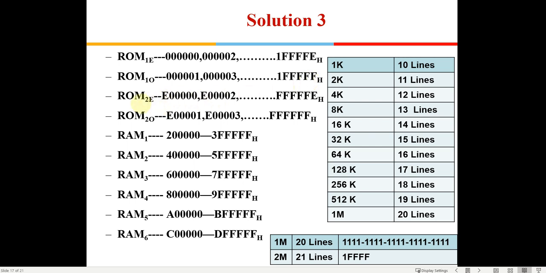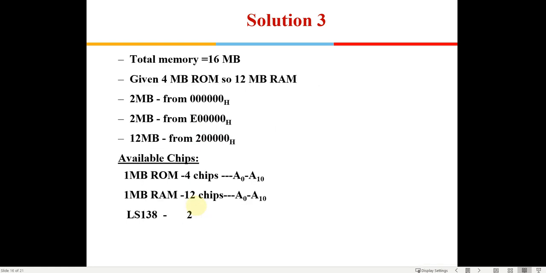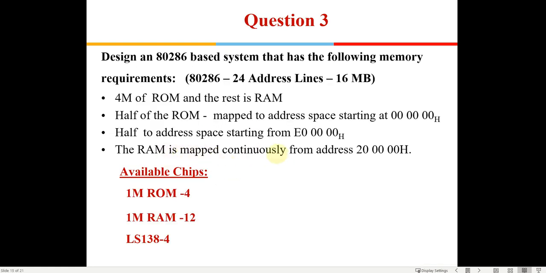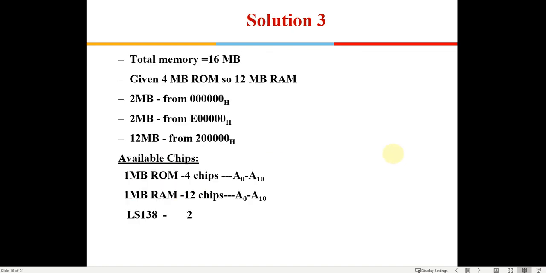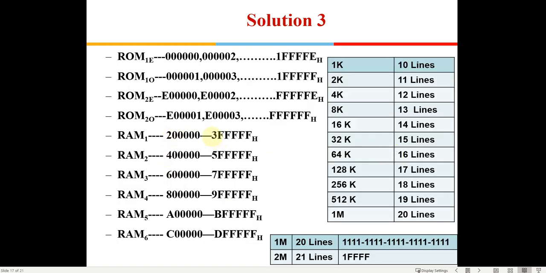Similarly for ROM 2, it has to start from E. You need to add that 1 followed by 5 Fs, and if you add that, you will get all Fs out here. So this will be the starting address and this will be the end address. For RAM 1, the starting address has to be 2000 onwards. The problem statement says RAM is to be continuous from this memory location, so it starts from here.